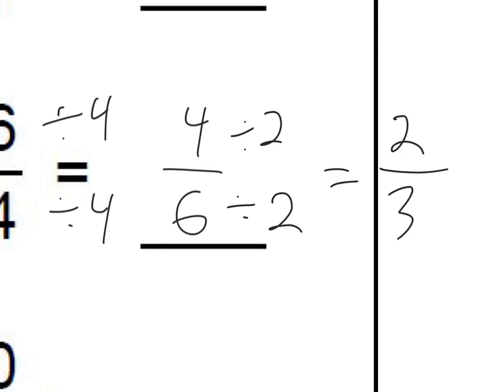Now that we have 2 over 3, is there anything else we can do to 2 over 3 to make it smaller? No, right? Okay, so that's pretty much in essence.